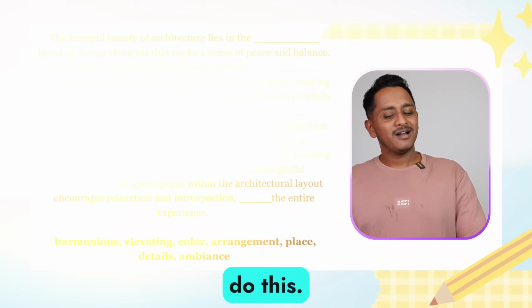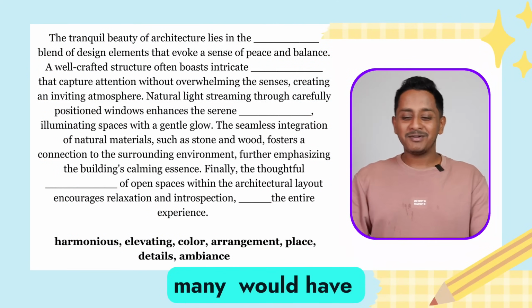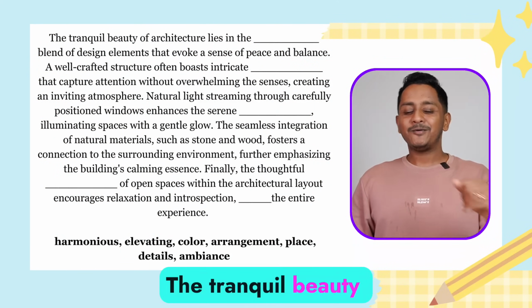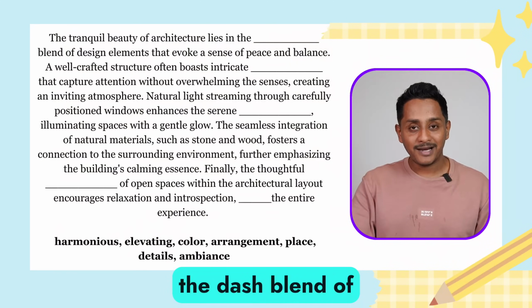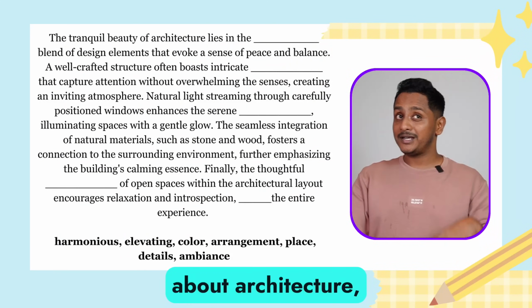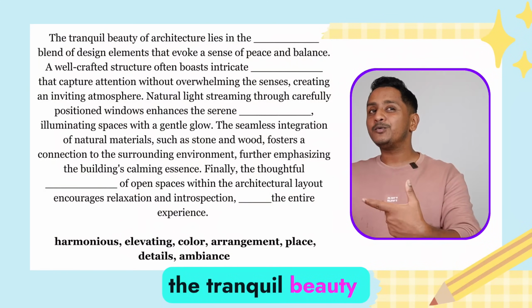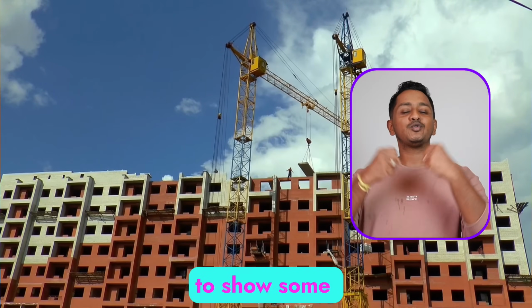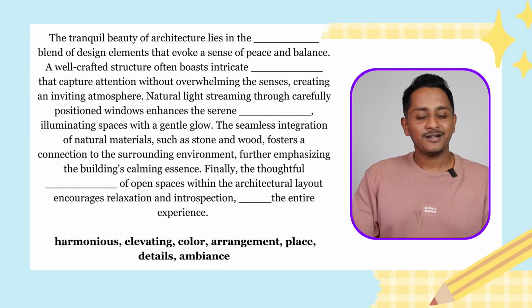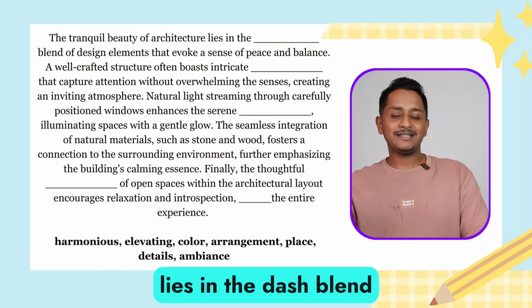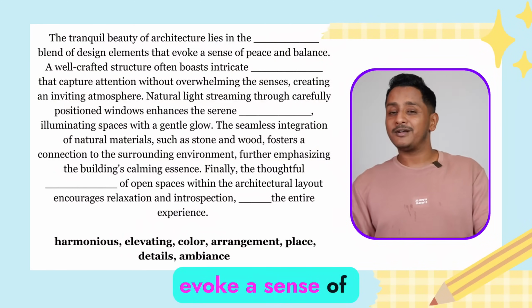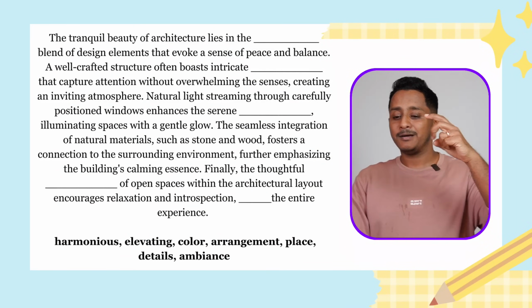Let's understand how to do this. I'm sure it's not a very difficult one. Many would have solved it with ease. But let's see if you've made any mistakes. The tranquil beauty of architecture lies in the dash blend of design elements. Now we're talking about architecture. The tranquil beauty of architecture. You designed a building, and if it has to show some calmness, correct? It actually lies in the dash blend of elements that evoke a sense of peace and balance.